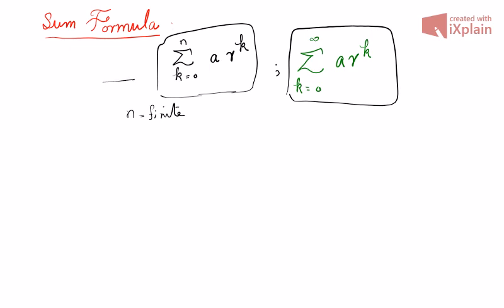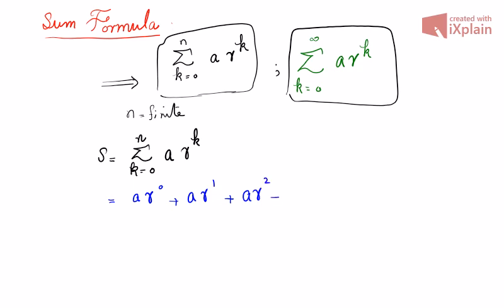So let's start from this one, and we can rewrite this sum as S is equal to the summation for k from 0 up to n, a multiplied by r raised to the power k. Now let me expand this one. So for k equals 0 it will be a r raised to the power 0, plus a r raised to the power 1 for k equals 1, and so on. You can follow this, r raised to the power 2, and up to a r raised to the power n.